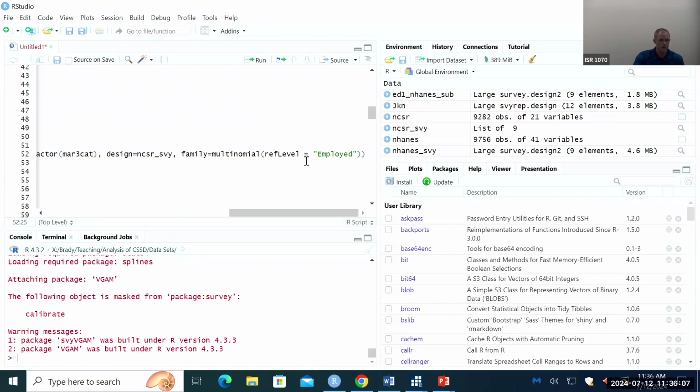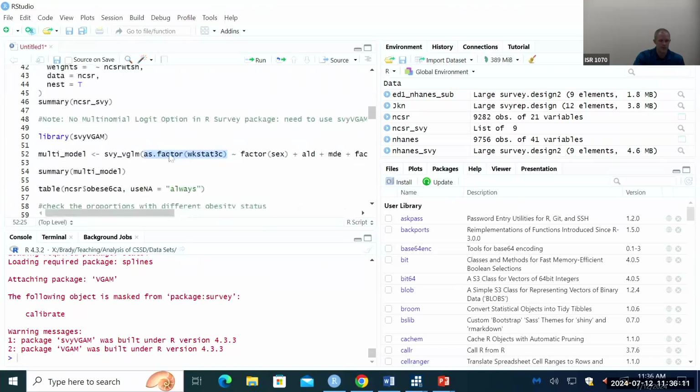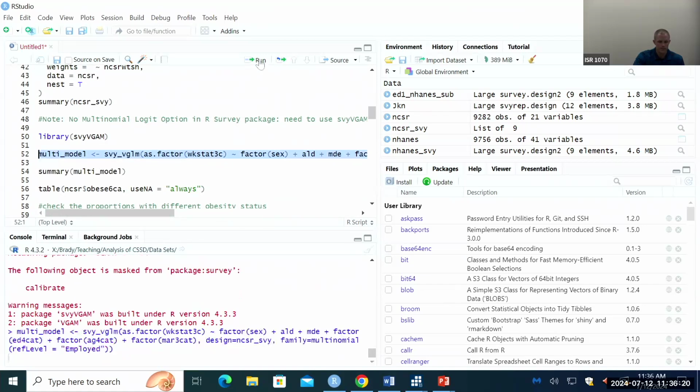Okay, everybody with me so far? Other than that, the function looks very similar to the other modeling commands we've been using within the survey package. Okay, so I will go ahead and fit this model.